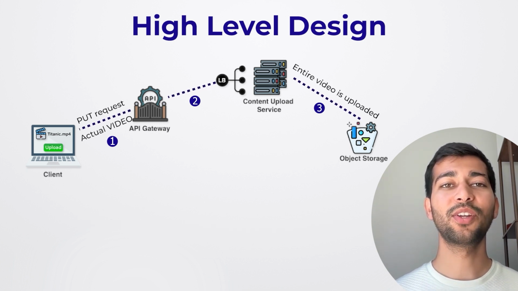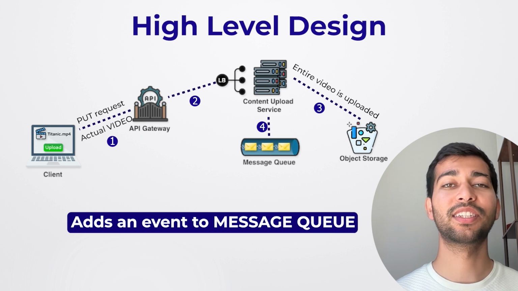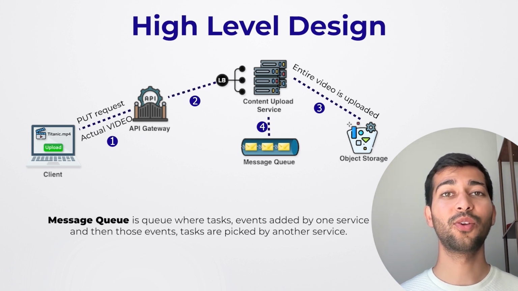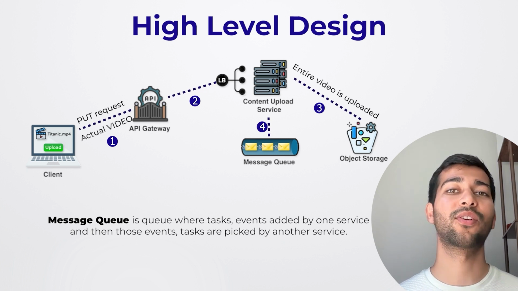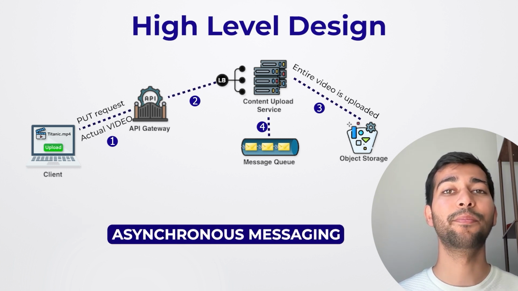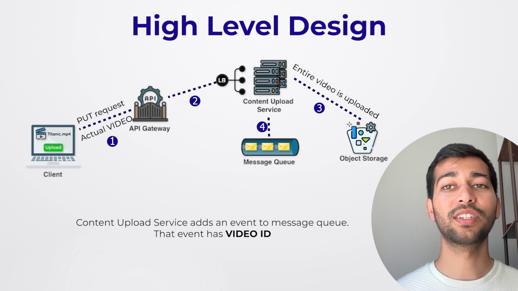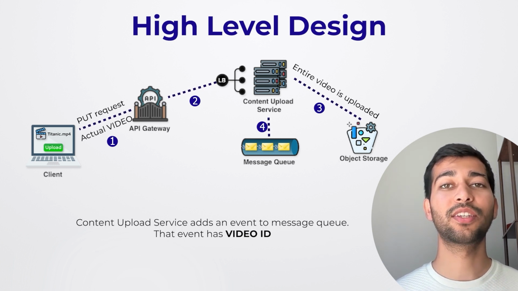When the entire video is uploaded to the object storage, the content upload service adds an event to the message queue. A message queue is like a queue where tasks or events are added by one service, and then those events or tasks are picked up by other services so that they can work on it. It's like asynchronous messaging. So the content upload service adds an event to the message queue. That event contains the video ID.